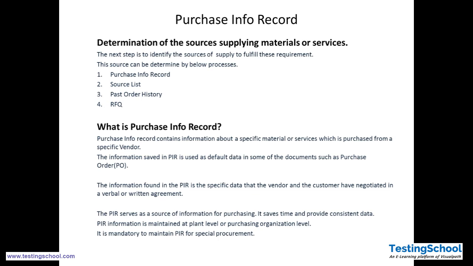So if the PIR is maintained for a material, we don't need to search in the market who is the supplier, what is the quality. It acts as an instant source of supply, and it provides consistent information that if we go for this supplier, we will get this quantity at this price.